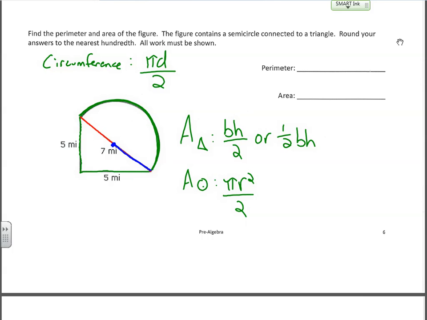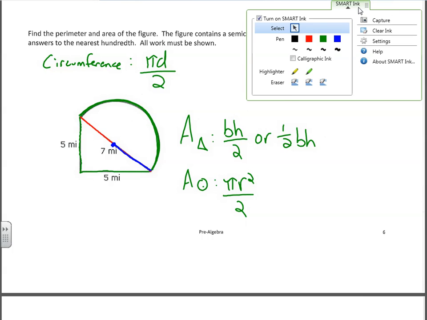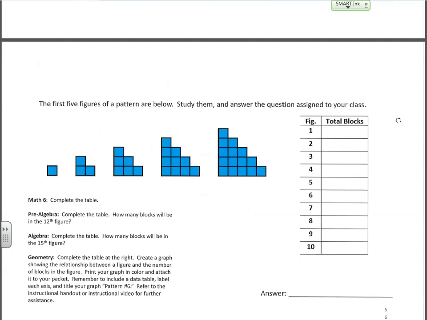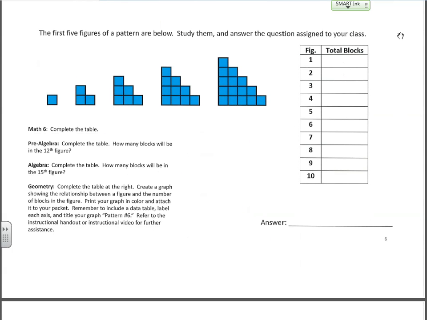All right, very good. Onward and forward we go. Pattern blocks. I don't think I printed your packet out in color because I didn't think you needed it for anything else. So save some money. But your job here is to figure out what the pattern is, fill out the table, and then extend that pattern a little bit. I want to know how many blocks will be in the 12th figure. That answer will go down here on the answer line.